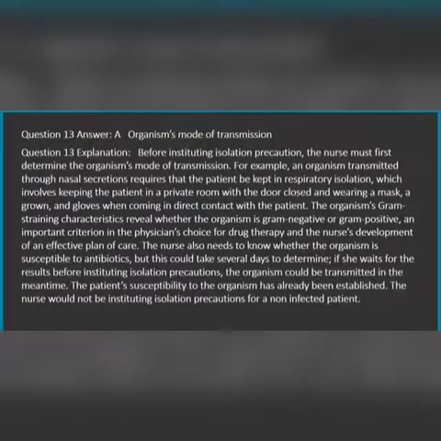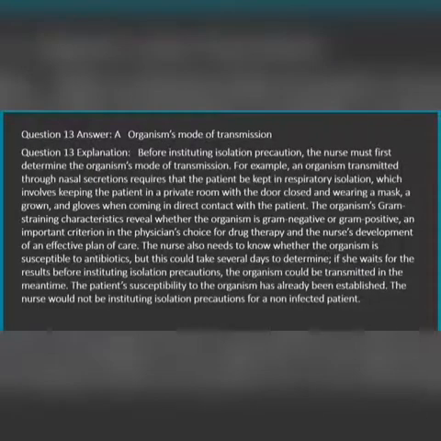For example, an organism transmitted through nasal secretions requires that the patient be kept in respiratory isolation, which involves keeping the patient in a private room with the door closed and wearing a mask, a gown, and gloves when coming in direct contact with the patient. The organism's gram-staining characteristics reveal whether the organism is gram-negative or gram-positive, an important criterion in the physician's choice for drug therapy and the nurse's development of an effective plan of care.